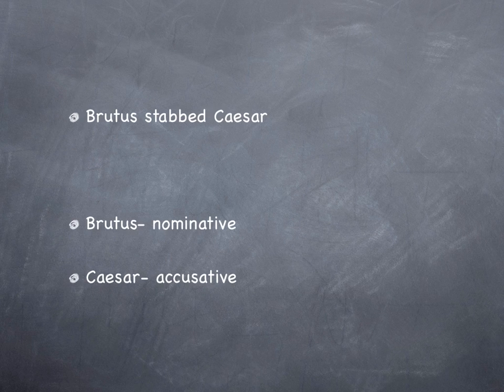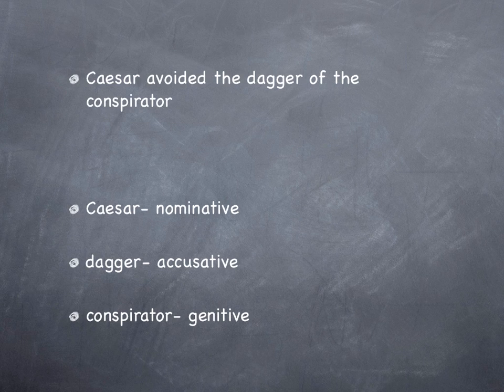Brutus stabbed Caesar. Brutus here is the subject of the sentence, therefore in the nominative, and Caesar is the object, therefore would be the accusative. Caesar avoided the dagger of the conspirator. When the conspirators were all stabbing Caesar, one thing they had forgotten was that Caesar himself was a very good soldier and was very fit and strong. And from what we know, he actually managed to deflect the first couple of dagger blows.